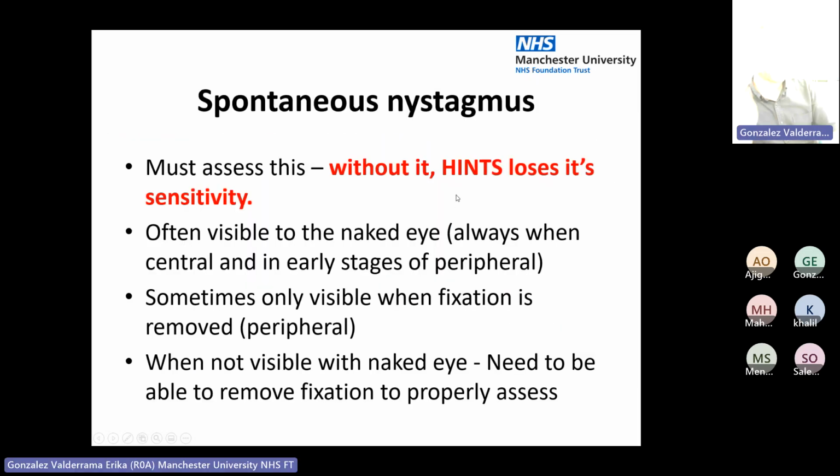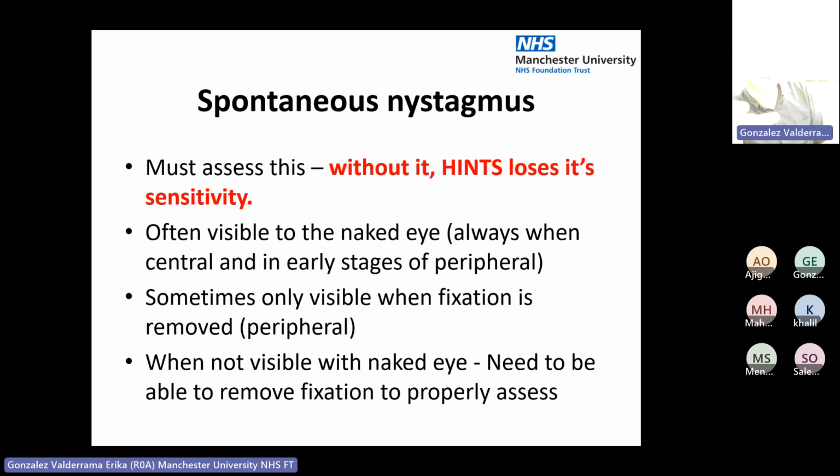So the spontaneous nystagmus is what gives HINTS its sensitivity, and often is visible to the naked eye. So if it's central, and in the early stages of a peripheral event, like a vestibular neuritis, for the first couple of days, you'll be able to see it with the naked eye. And remember, if it's peripheral, it stays the same direction no matter where they look. And if it's central, it changes direction.